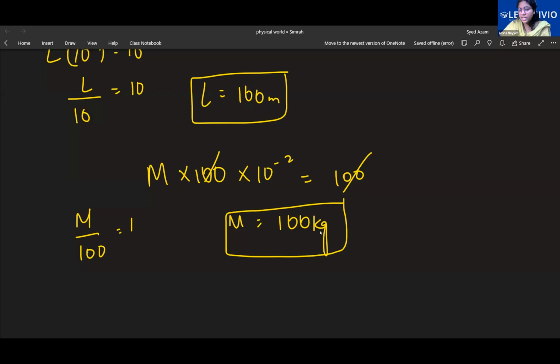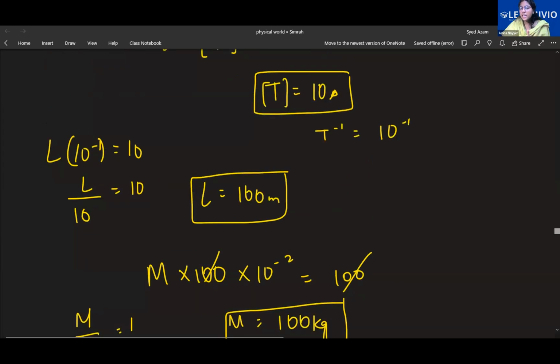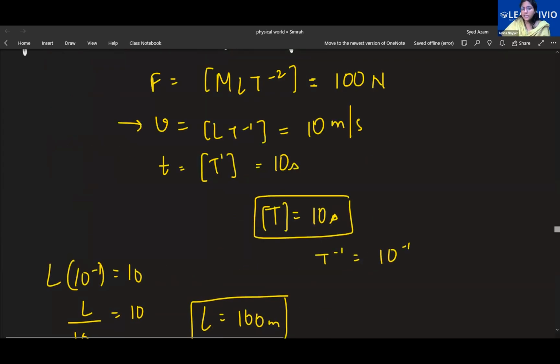So this is the new system's fundamental unit. Means instead of 1 kg, you're getting 100 kg. Instead of 1 meter, you're getting 100 meters. And instead of 1 second, you're getting 10 seconds.